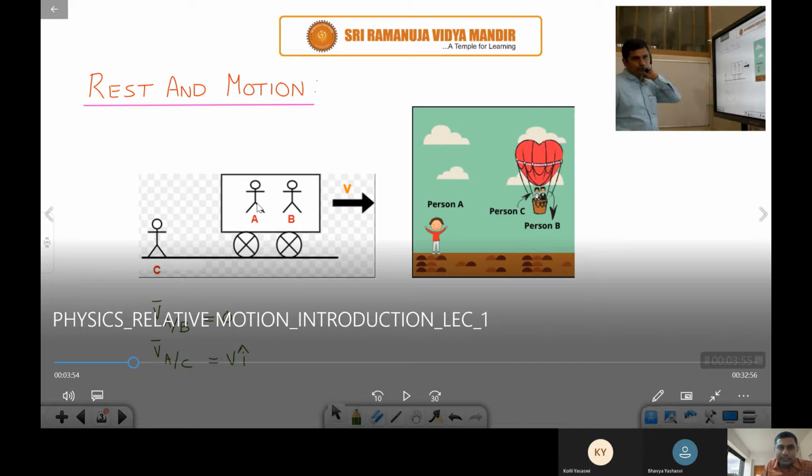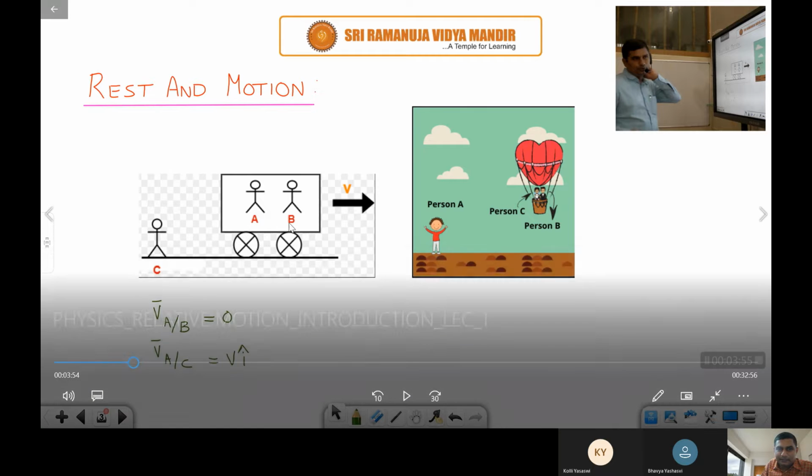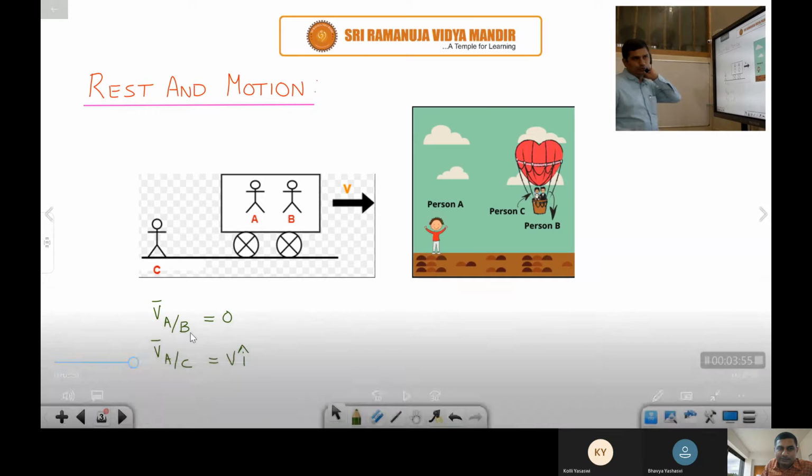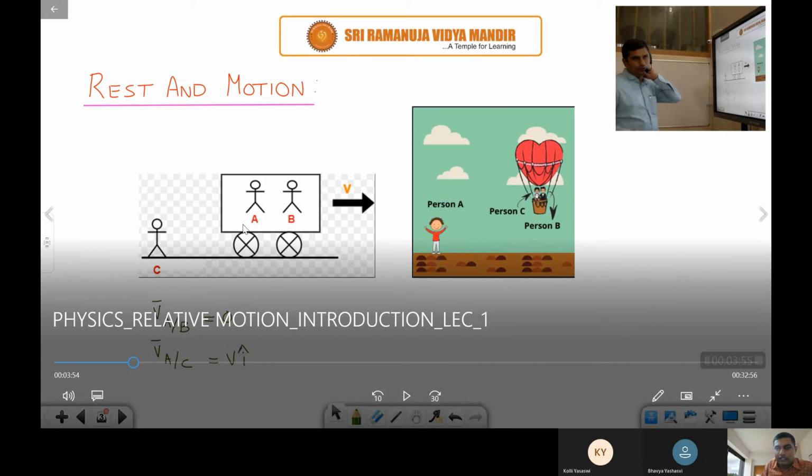Now here there are two persons A and B sitting in a car which is moving with a velocity v to the right side, and there is another person C standing on the ground. Now suppose B person is observing A. When B person observes A, what will happen? Is he moving or not?